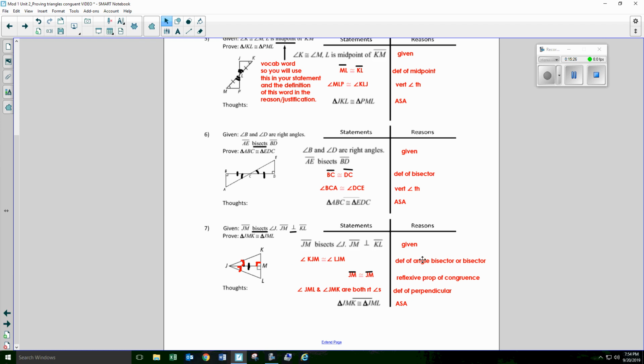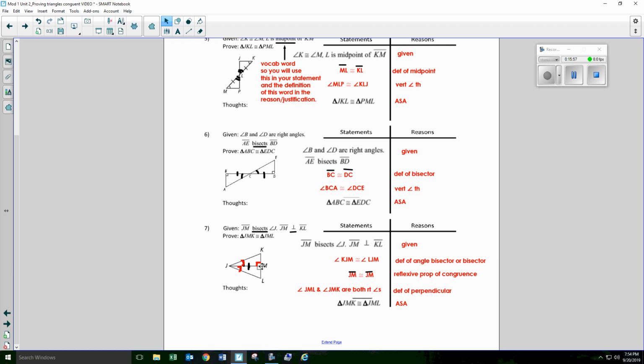Then I should see that they share a side. Automatic reflexive property of congruence. So I look up here again. On the last one, JM didn't work, but look up here. JM on the left is still JM on the right. So JM is congruent to JM. Segment JM congruent to segment JM by the reflexive property of congruence. So we always know we have that when we share a side.